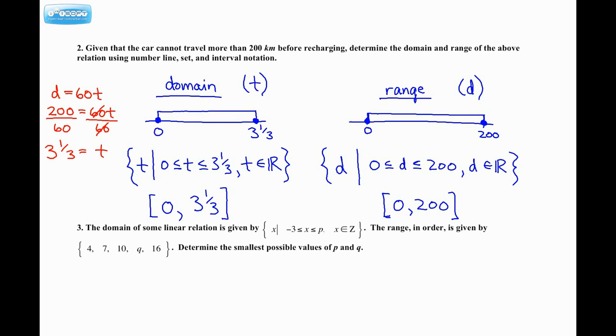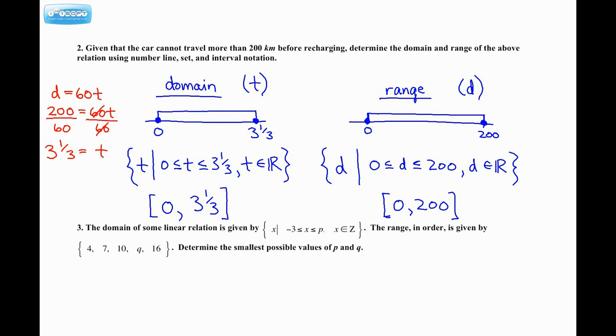All right, last example, the domain of some linear relation is given by, and we're told that all the x values are greater than or equal to -3, but less than or equal to some number p. The important piece of information is actually right here. We're told that x can only be integers. Okay, so we're only dealing with whole numbers, either positive or negative. We're told the range, however, and it's in order, and it's actually just a collection of 5 different numbers: 4, 7, 10, some number q, and the number 16. The question just wants to figure out what are the smallest possible values of p and q.